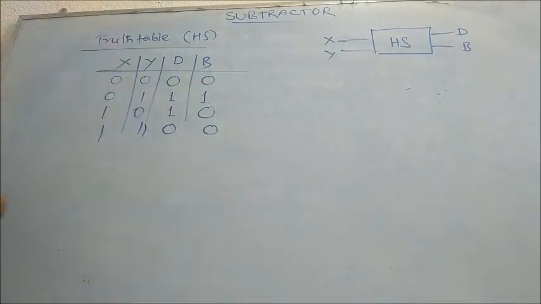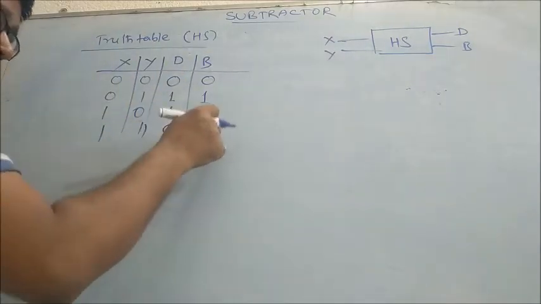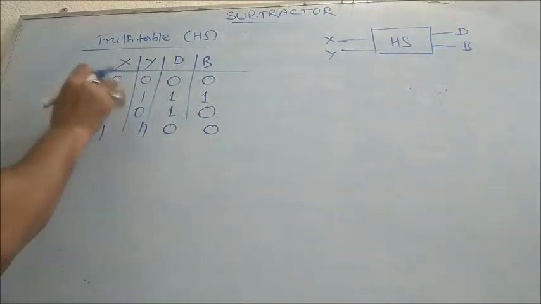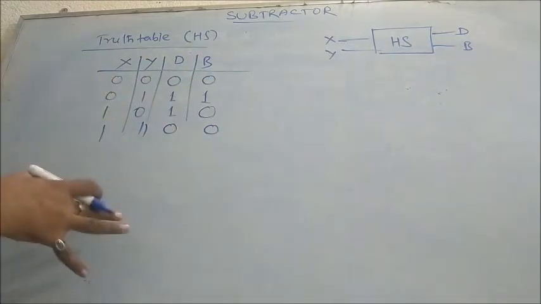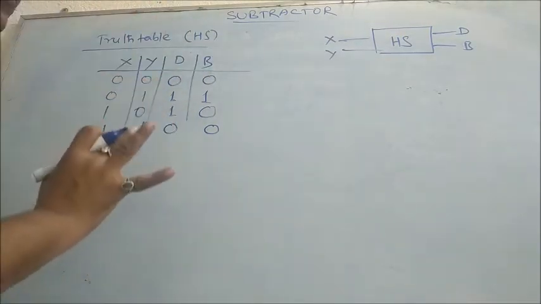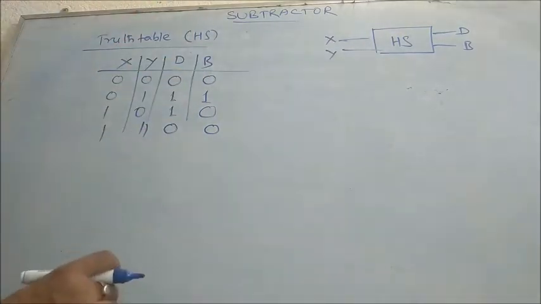Rest, in all the cases there should be no borrow at all. But in the second case only, we will require the borrow concept. Then only this subtraction will be performed. So in a nutshell, what we have got: 0 minus 0 is 0, 1 minus 1 is 0 with no borrow at all, 1 minus 0 is 1 with no borrow. But when we are performing 0 minus 1, then the difference will be 1, but we have to take the borrow. Then only we can perform this, right?